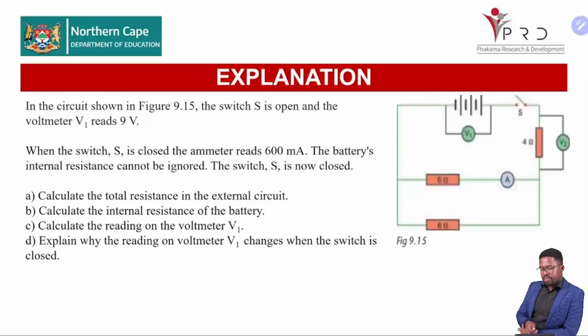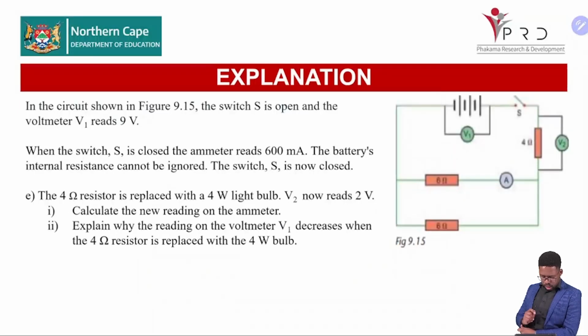This one, I am only interested in the explanation of it, which is number E. So you can look at this circuit diagram. When switch S is open, V1 reads 9 volts.